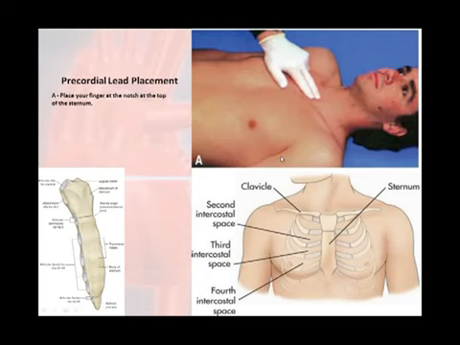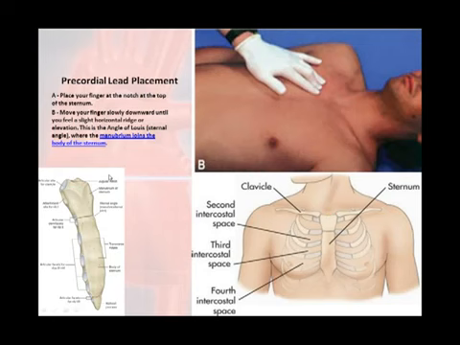First of all, you want to place your finger at the top notch of the sternum. Where you're actually placing your finger is right up here at the suprasternal notch, also called the jugular notch. You place your finger up there to find that. Don't press too hard because the trachea is right below that.